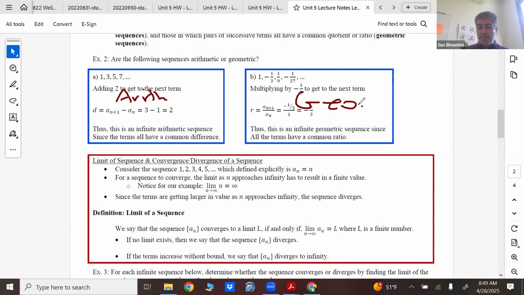Now, let's talk about the limit of a sequence. And this is something that Ms. York cares a lot about because she will teach this to you guys next year in BC. The limit of a sequence and convergence or divergence of a sequence.